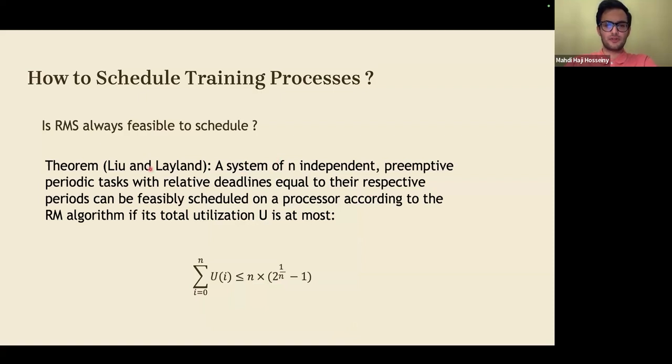So also, rate monotonic scheduling is not always feasible. And this is the main issue.